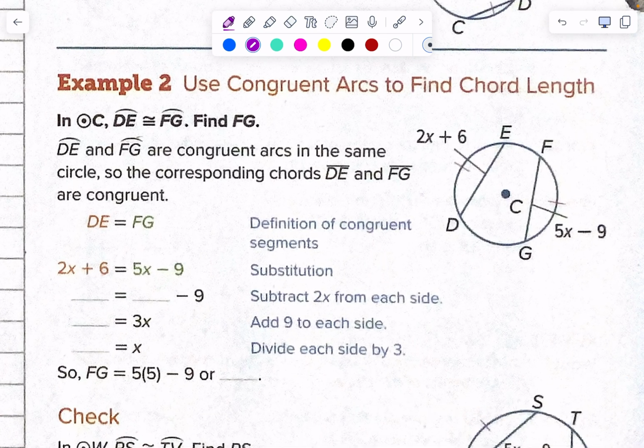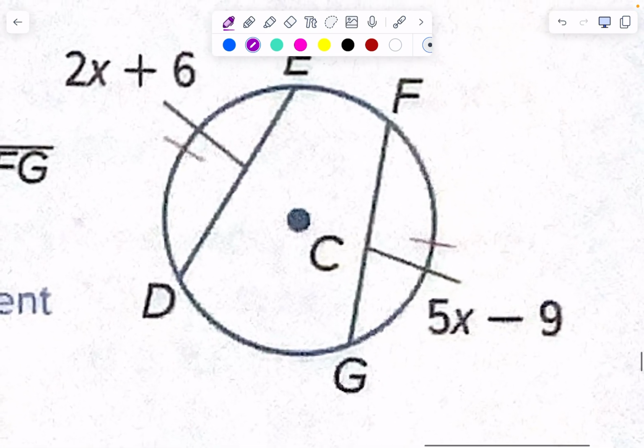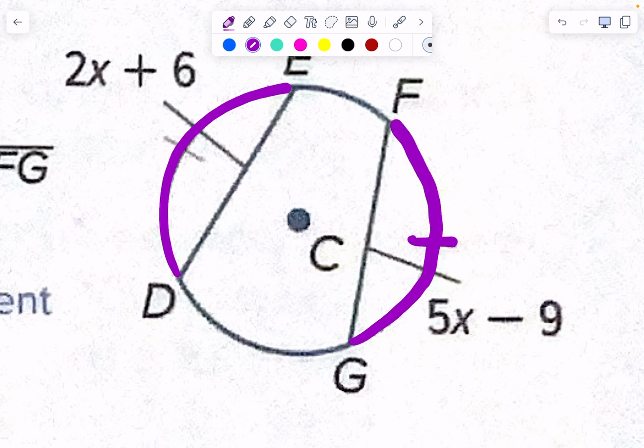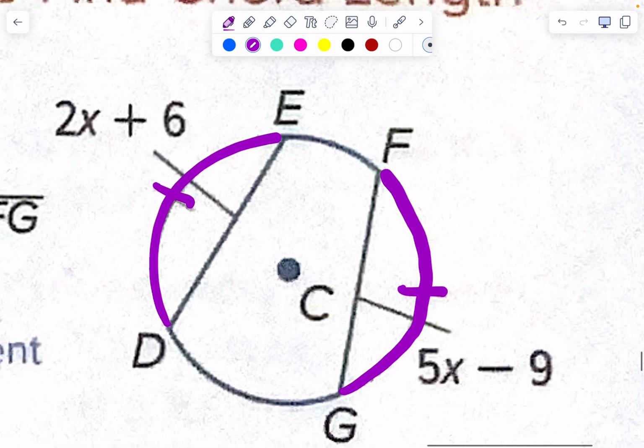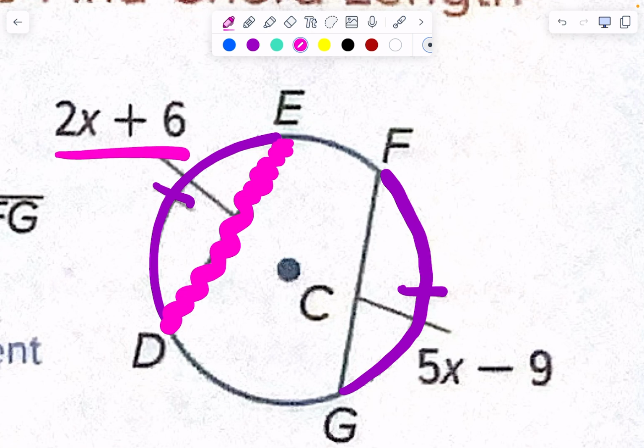Okay, example 2. They say in circle C, the two arcs DE and FG are the same. So now they're saying this arc right here is the same as this arc right here, whatever their measures are. I have no idea what they are. Okay, those two are the same. They put little tick marks. Now they're saying this chord is measuring 2x plus 6 and this chord is measuring 5x minus 9.